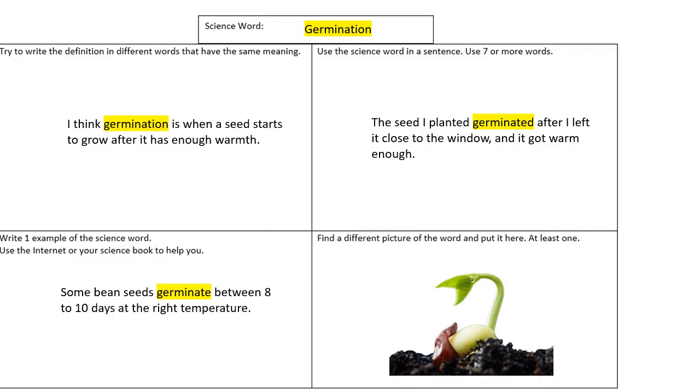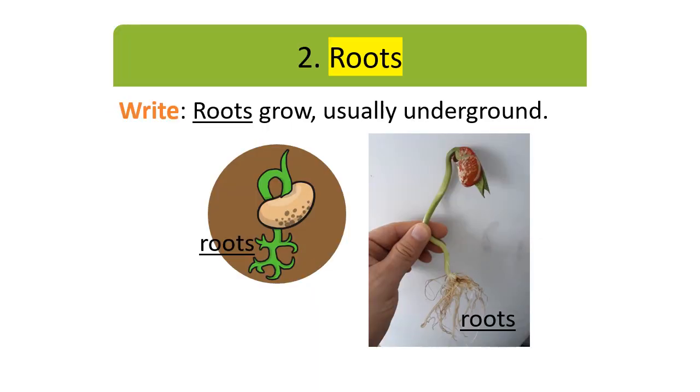So this is an example of how you can study the word germination. If you would like to do this for other words, it's up to you. So roots is the second stage. Roots are the plant part that usually grows underground. So after the seed germinates, the roots grow.